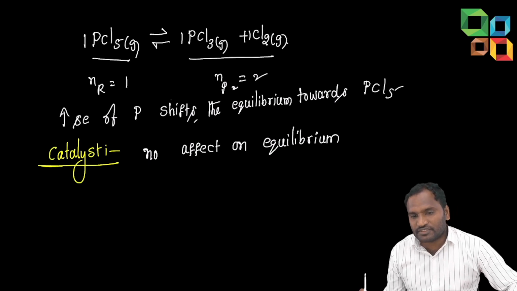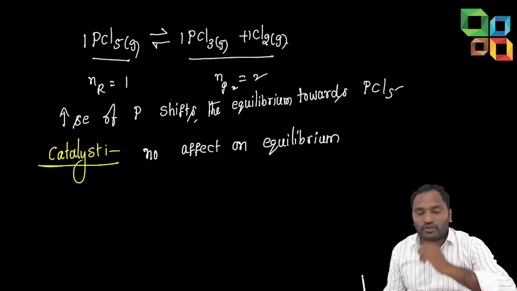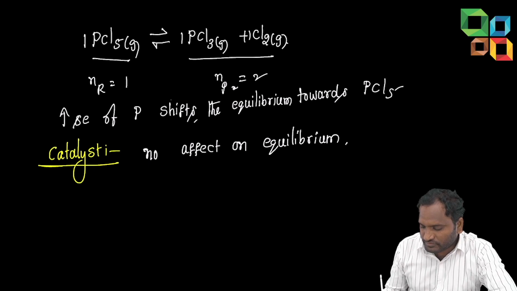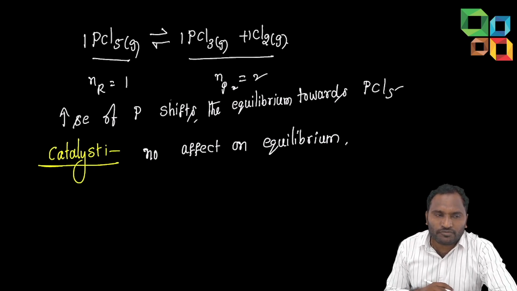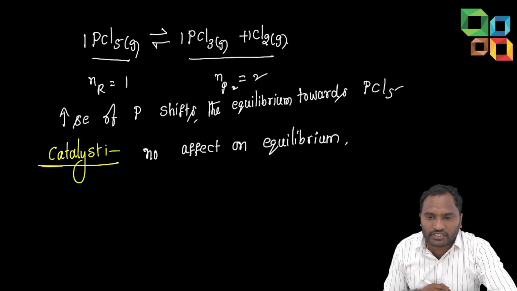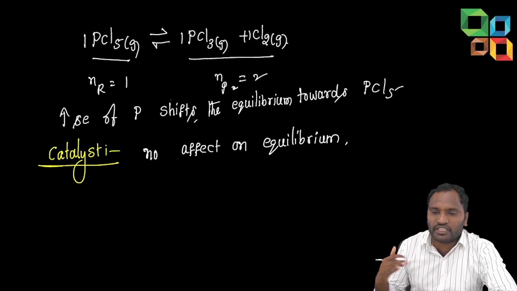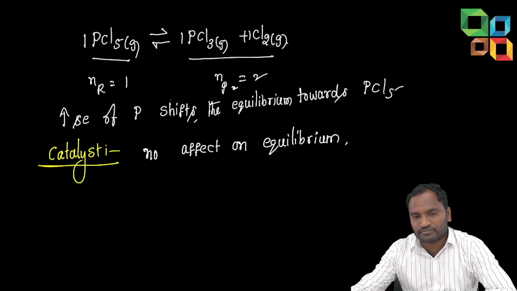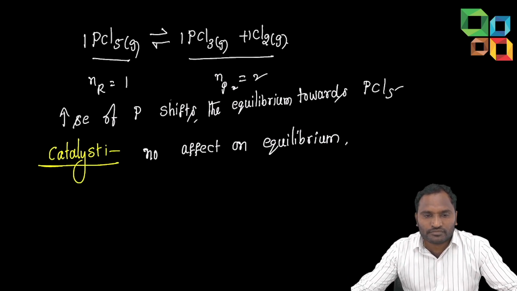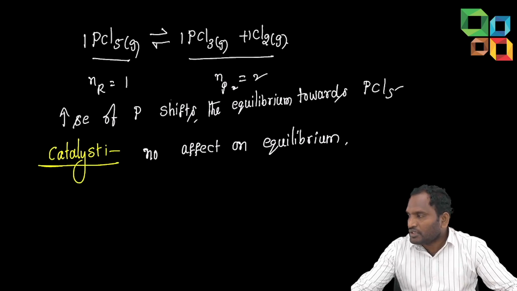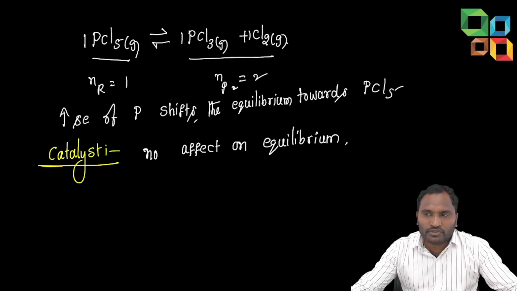Since it increases the rate of both forward and backward reactions, it helps to attain equilibrium faster. So four factors we finished in that: the first one is effect of concentration, effect of temperature, effect of pressure, and catalyst.